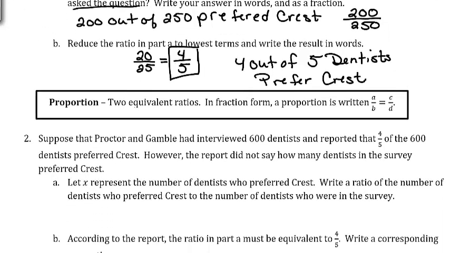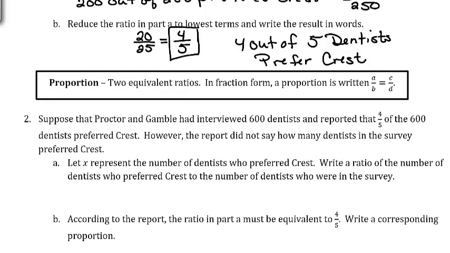So again, this is going over what a proportion is. A proportion is two equivalent ratios. In fraction form, a proportion is written as A over B equals C over D, and that's doing it in general.